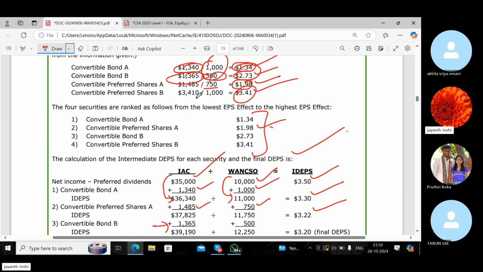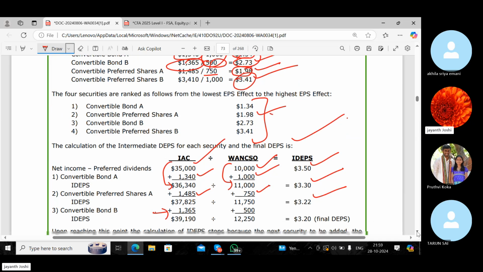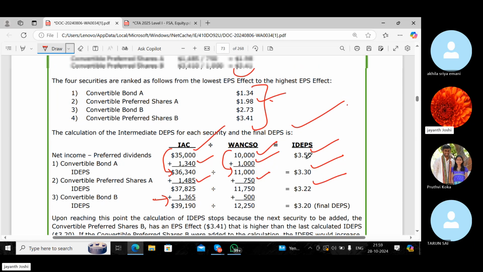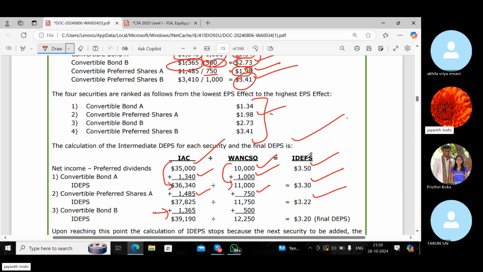So numerator 3,410. But I think if we go beyond that, it will become anti-dilutive. So I think we have to stop here. Convertible bond B is how much? 2.73. 1,365 and 500. So we get this, and the last we don't go ahead. Why? Because it will become anti-dilutive, right?